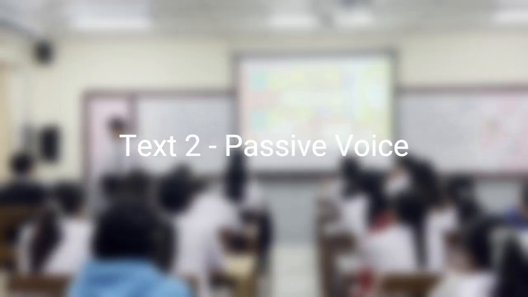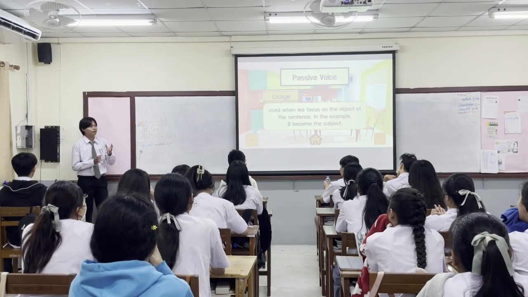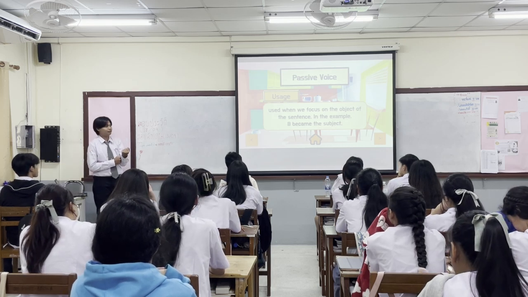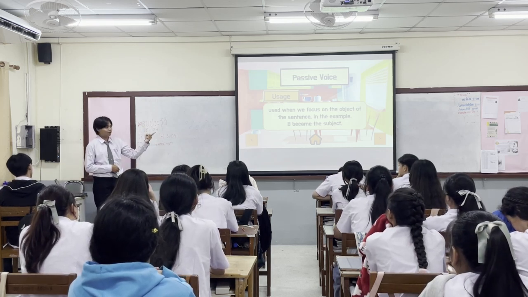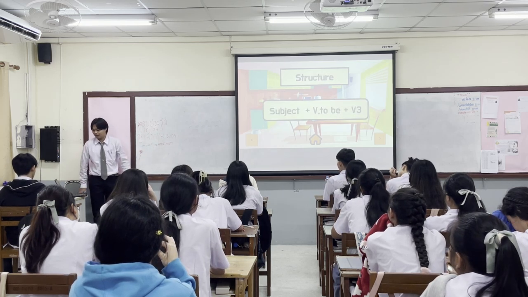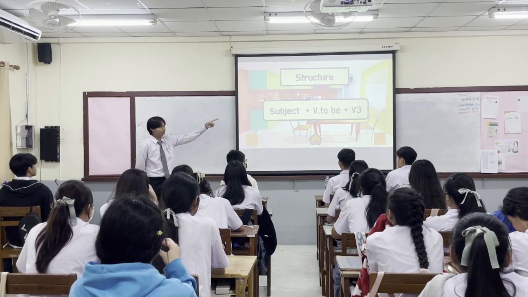For today, we will learn about passive voice. For the usage of passive voice, we use it when we need to focus on the object in the sentence. For example, the object becomes the subject. For the structure: subject, verb to be, and verb 3.